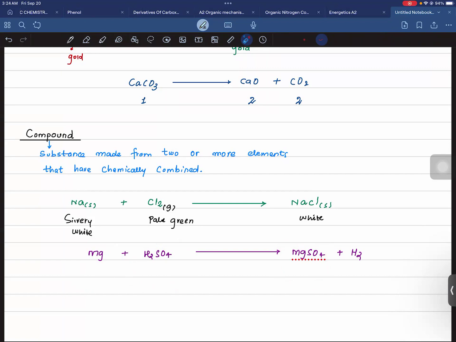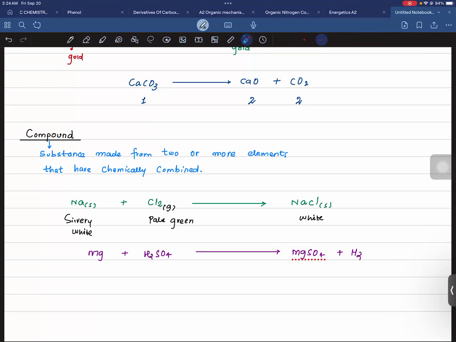Remember, in a chemical reaction, a mixture will never form. In any chemical reaction, always a compound is going to form. Are you getting my point? Okay. Yes.